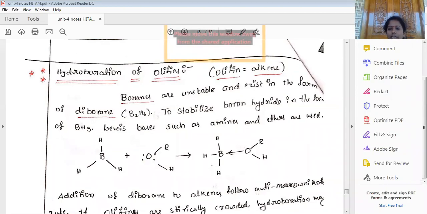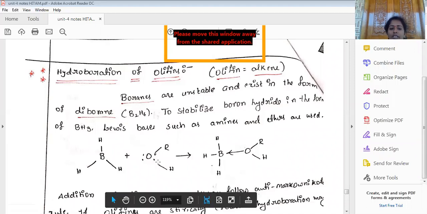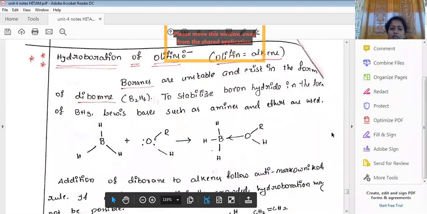In the form of BH3, Lewis bases such as amines and ethers are used. In order to stabilize these molecules, when they are in contact with a hydroxy compound or ether compound, they get stabilized. So this is about the simple structure of boranes.